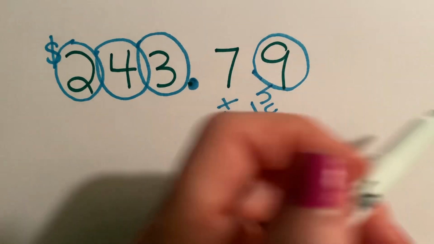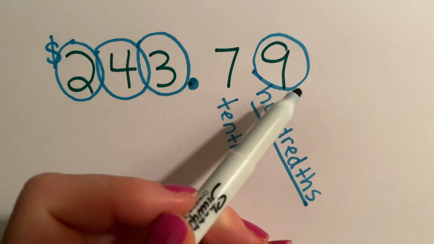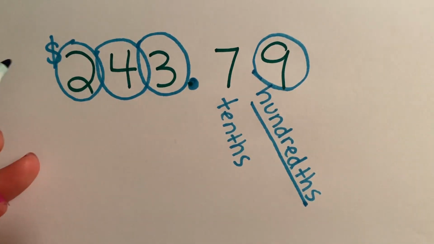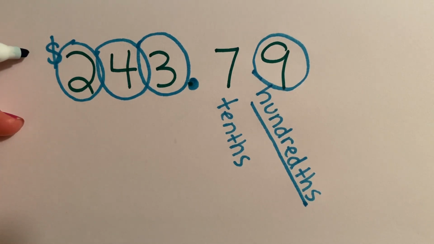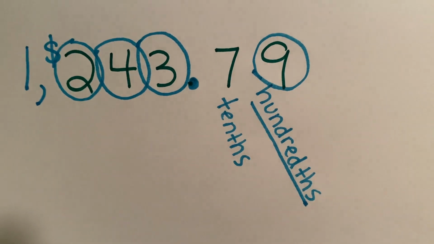And of course, we could go further. If I had another value behind the 9, that would be thousandths. Just like if I had a number in front of this 2, like 1,243, this would be our thousands. So hopefully that reviews that for you. Okay, let's get into our first example.